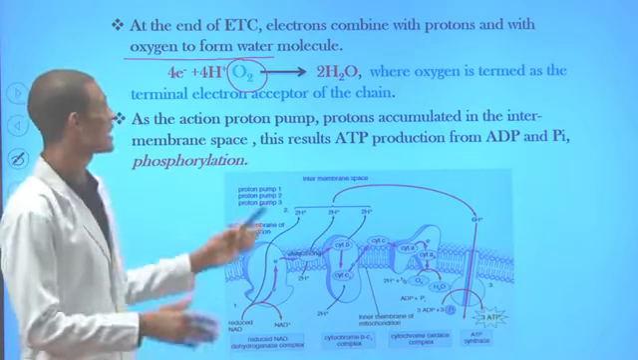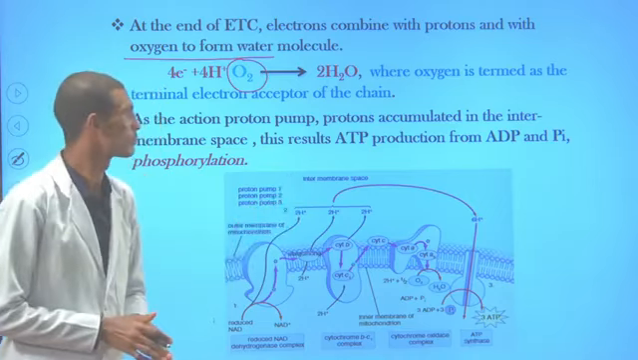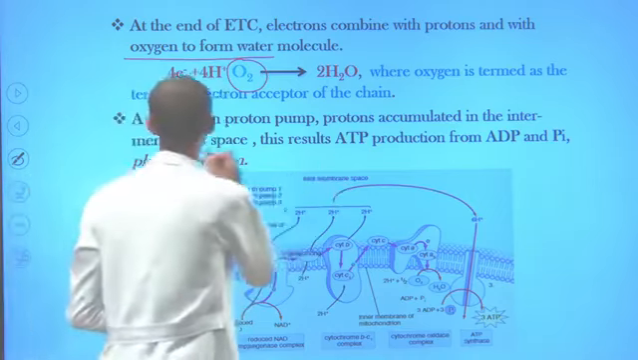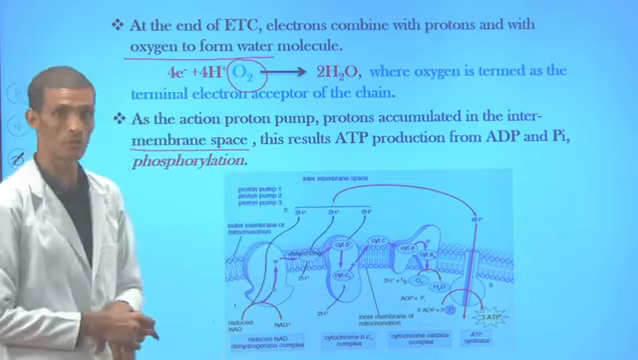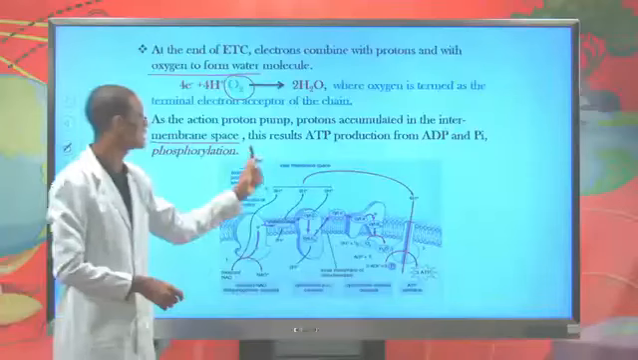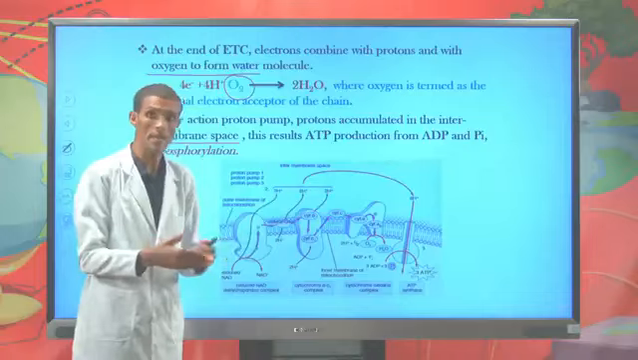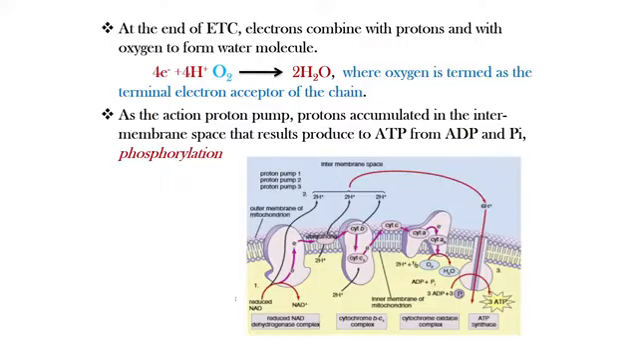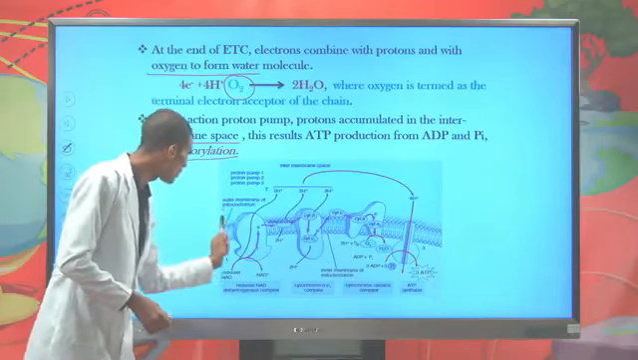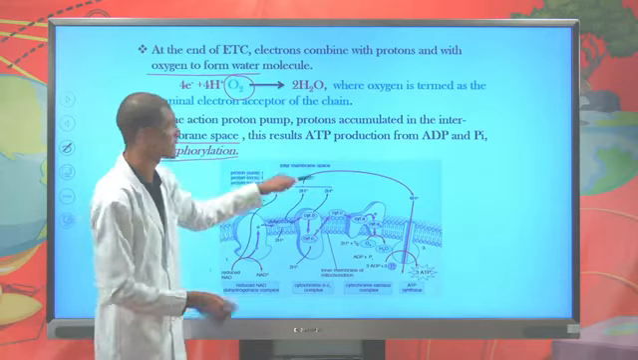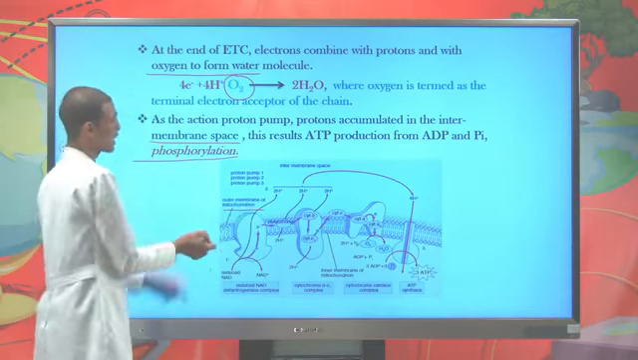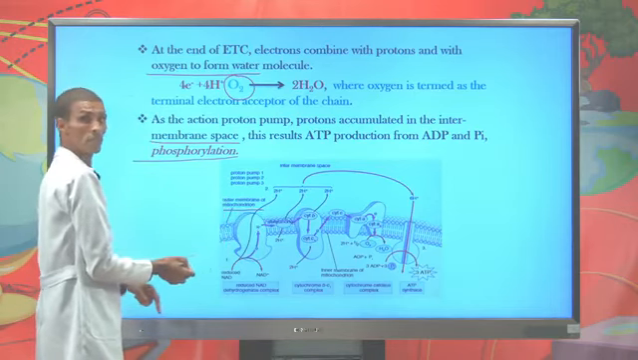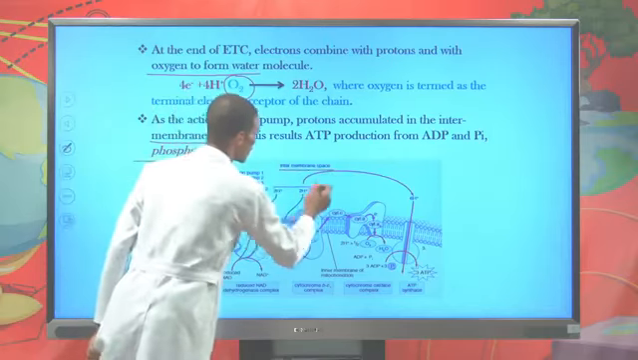So here, as a result of the action of the proton pump, protons are going to accumulate where? In the mitochondrial inner membrane space, where ATP synthase is found. This is the reason for the binding of ADP and inorganic phosphate, which leads to phosphorylation. So here, there is a proton pump from the outer mitochondrial space to the inner mitochondrial space.